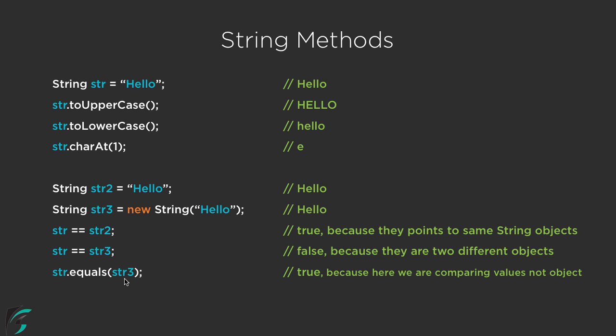And now proceeding forward, if we use the equals method, str.equals(str3), this time it will simply return true because here we are comparing the values, not the objects. So please make a note here as well: the equals method only compares the string value, not the object. That is why in this case it has returned false, and in this case it has returned true. So this was all about the introduction video of strings in Java.